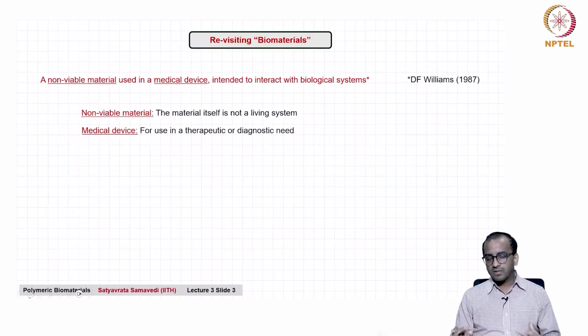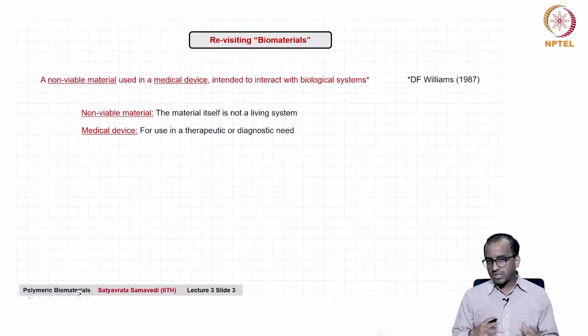So let's revisit the definition of biomaterials. In the last lecture we saw that it was a material that was intended to interface with a biological system, a complex biological system, to treat, augment, evaluate and so on, some function of a tissue or organ in the body, right?